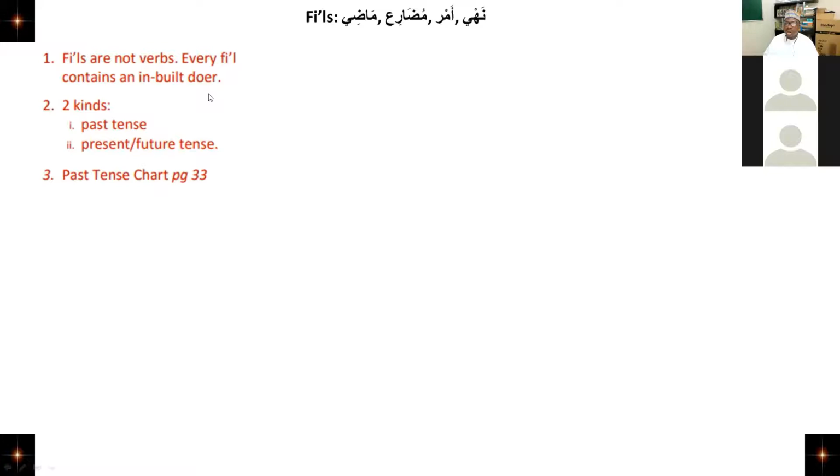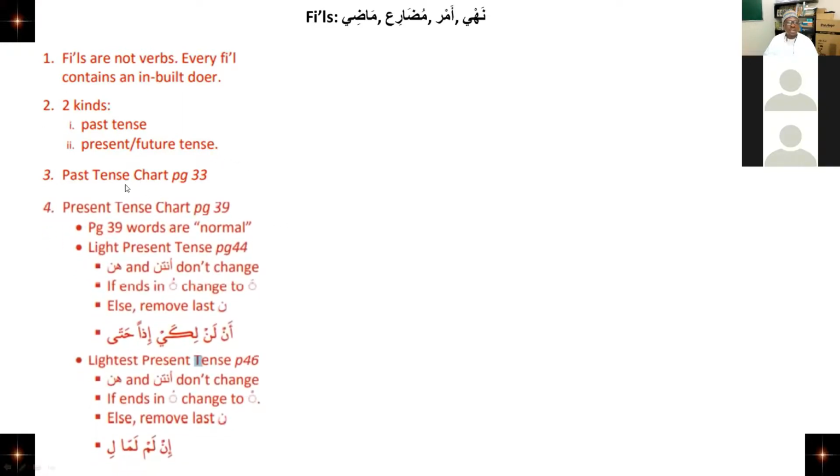So when I say daraba, or darasa, or alima, or shariba, there's always a dua inside. There are two kinds of fi'l generally, past and present. The present is where the future is pulled from in Arabic, and the future is made up of command and forbidding. Okay, the past tense, we learn the chart, right?